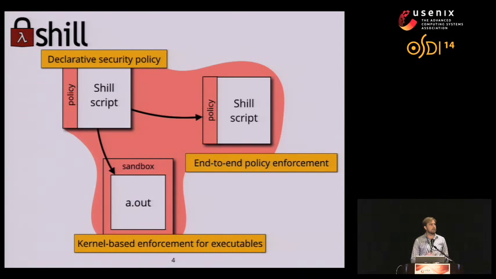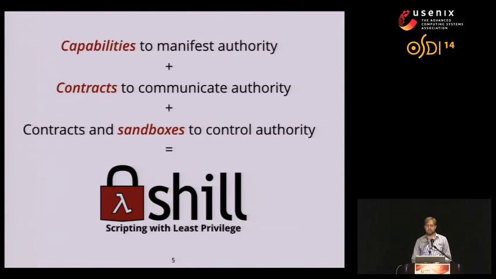These policies can serve both as a declarative way to limit the authority that you give to scripts, and as an interface that tells you what authority a script needs to execute so you can decide whether or not you think it's safe. To do this, SHILL relies on three key features: capabilities, contracts, and capability-based sandboxing.